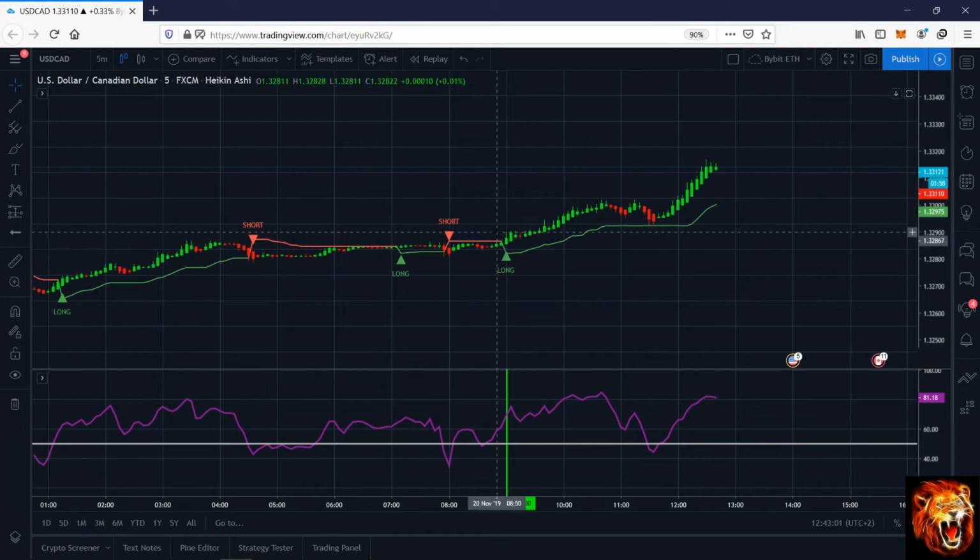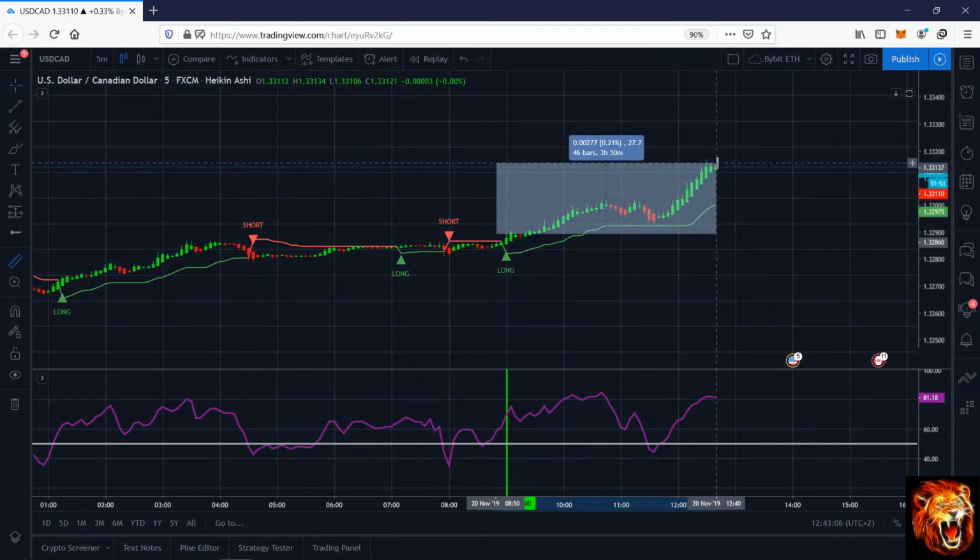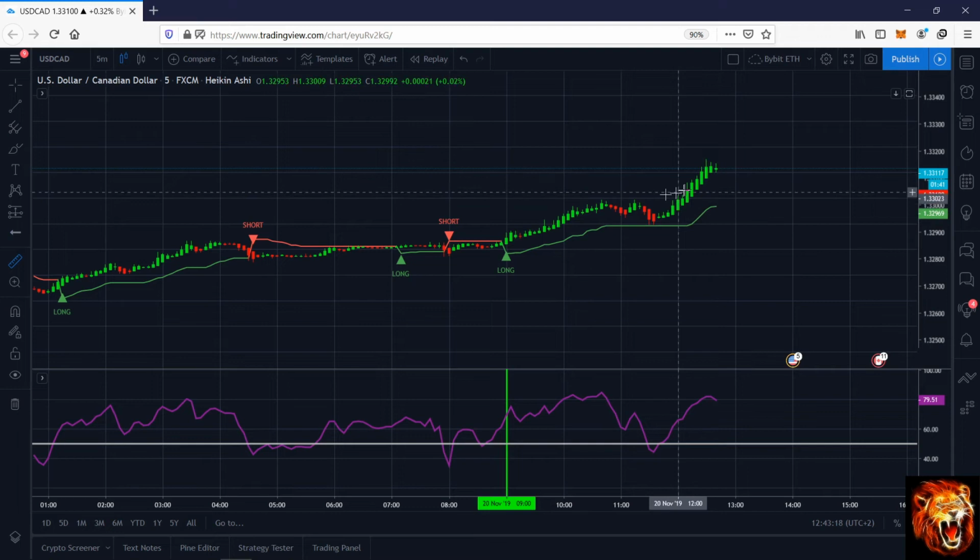Looking at that, if you had entered at the top of that candle and you had worked your way up and you had gotten out over here, then you're looking at a 0.22% or 28 pips of profit on that particular trade. Now obviously this trade is still running, so we would wait and see further.